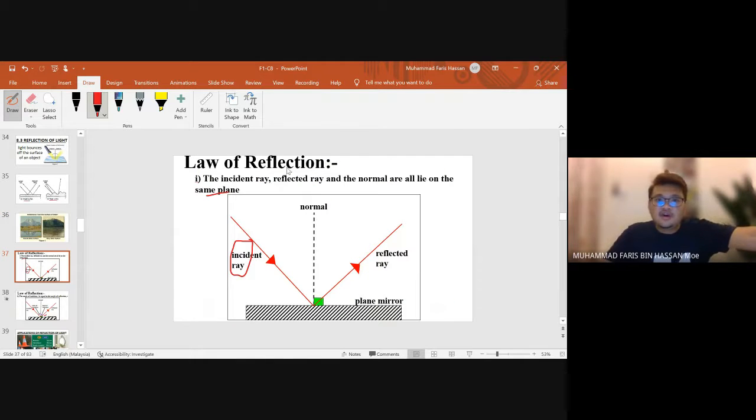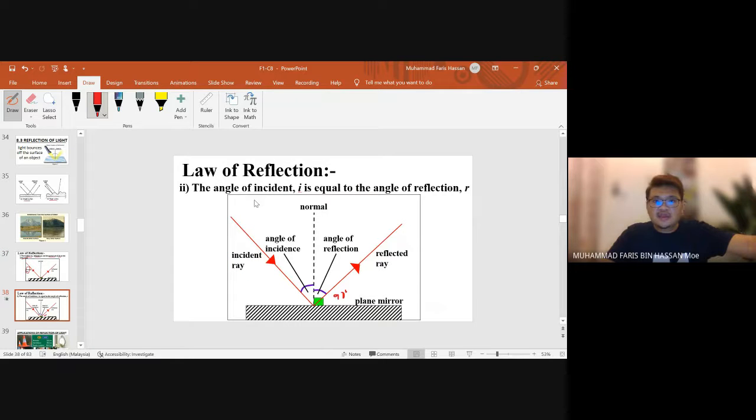So in the law of reflection, the incident ray, the reflected ray and the normal all lie on the same plane. Another one is that the angle of incidence, i, is equal to the angle of reflection, r. I told you before, if this angle is around 30 degrees, the angle of reflection is also 30 degrees. It should follow this law of reflection where the angle of incidence i is equal to the angle of reflection r.